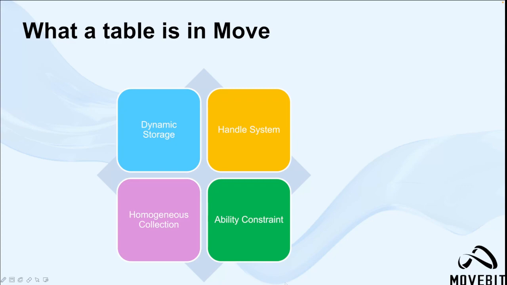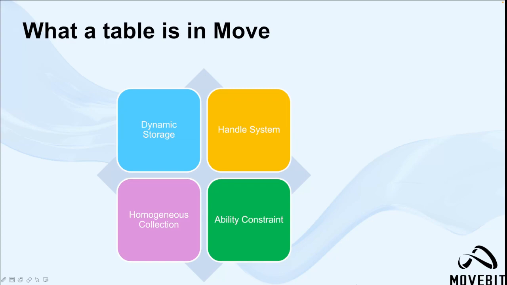This means that the data is not stored within the table value itself, but is stored using Sui's object system. The second one is the handle system. The table structure acts as a handle into the object system, which is used to retrieve the keys and values. This means that the table itself does not contain the data, but it provides a way to access the data stored in the object system. And then we have homogeneous collection. Like other homogeneous collections, a table in Move requires all keys and all values to be the same type. This can either be a specific type or a generic type.